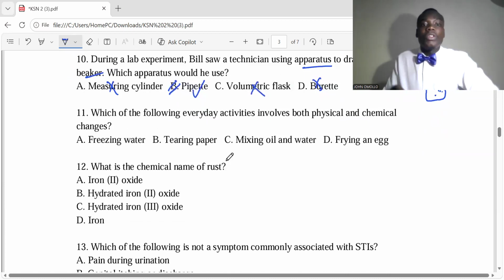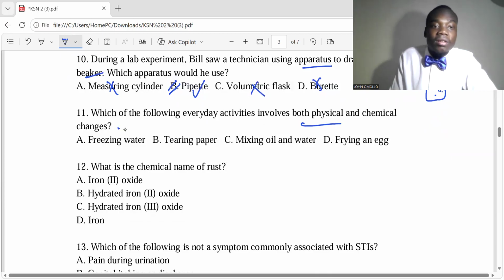Number 11, which of the following everyday activities involve both physical and chemical changes? Remember, physical changes, they are irreversible.